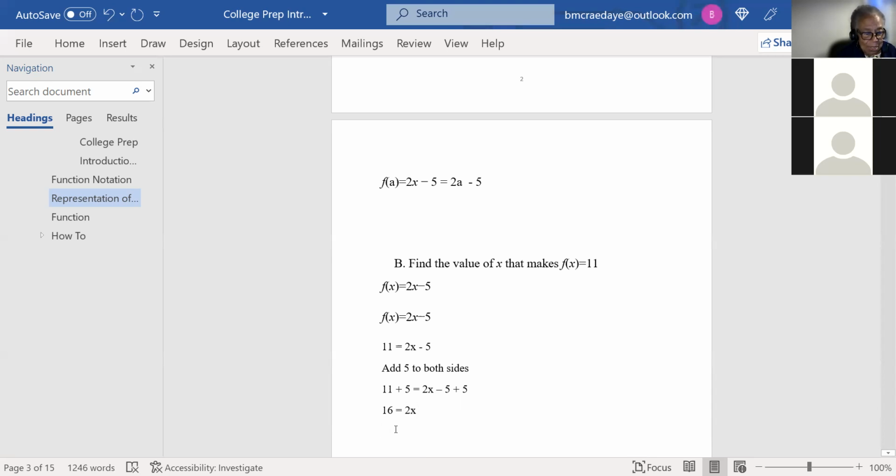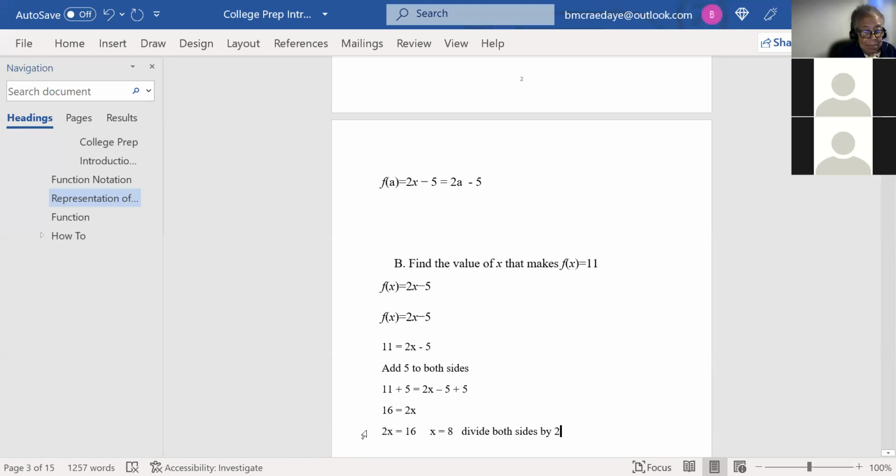So what is x equal to? You can do that with mental math. What number times 2 gives 16? 8, right? So x equals 8. Or you could divide both sides by 2, and that would give you x. 2x over 2 gives you x, and 16 over 2 gives you 8.